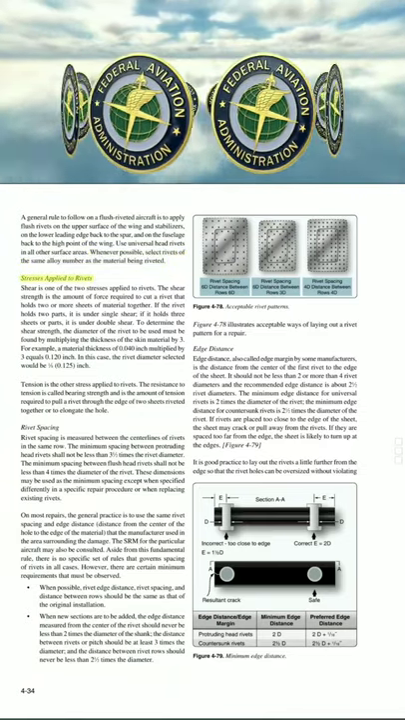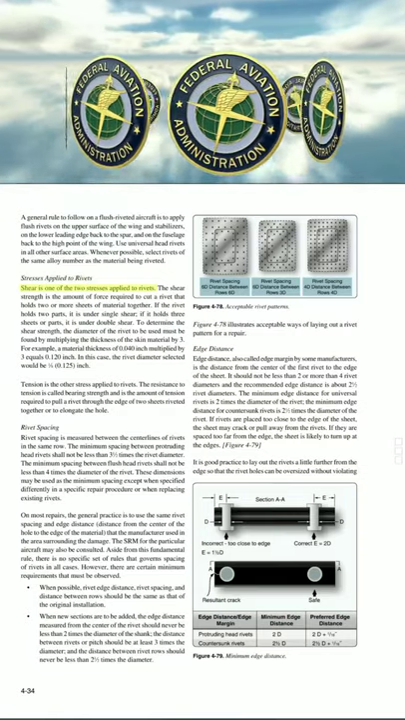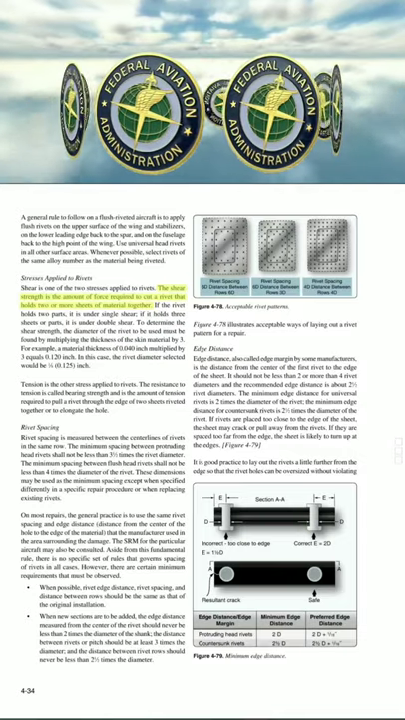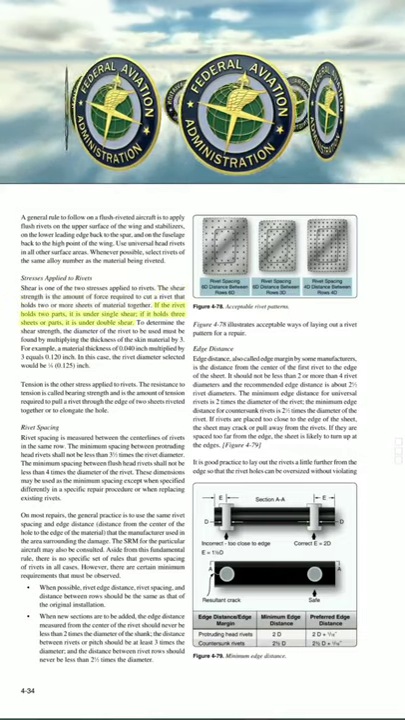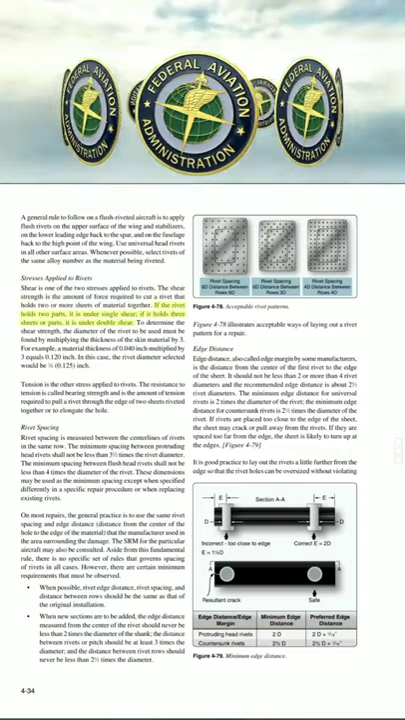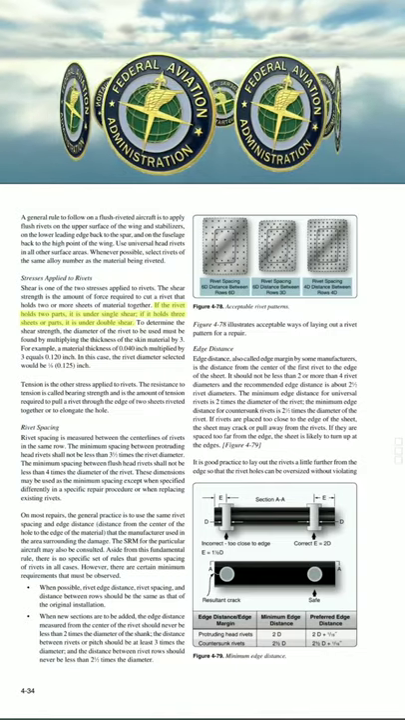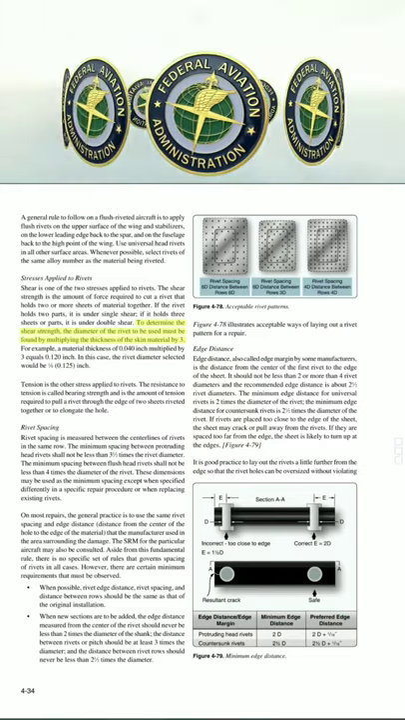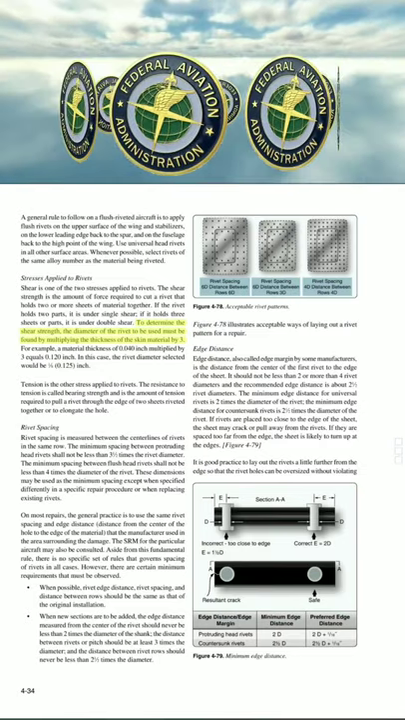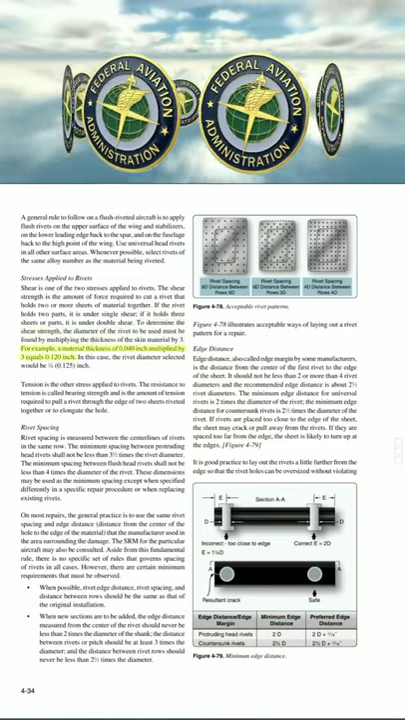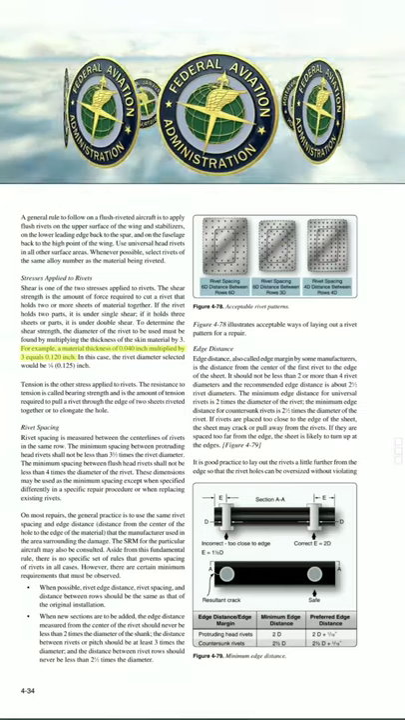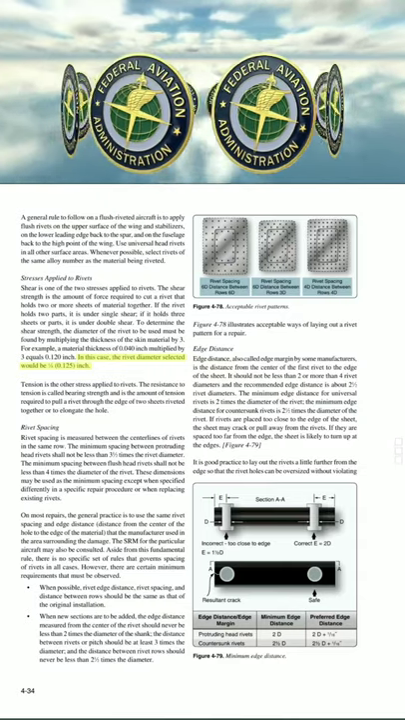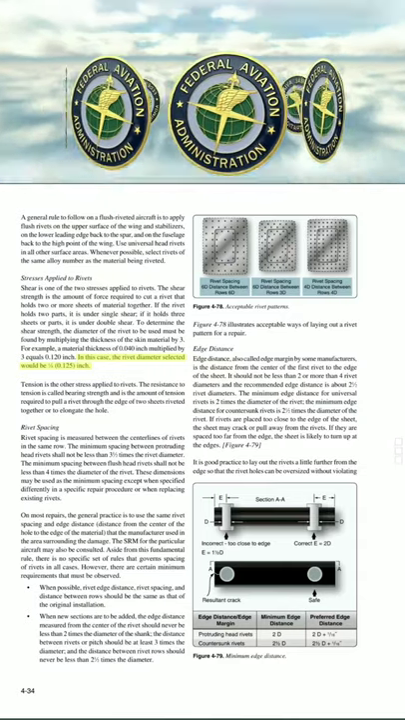Stresses applied to rivets. Shear is one of the two stresses applied to rivets. The shear strength is the amount of force required to cut a rivet that holds two or more sheets of material together. If the rivet holds two parts, it is under single shear. If it holds three sheets or parts, it is under double shear. To determine the shear strength, the diameter of the rivet to be used must be found by multiplying the thickness of the skin material by 3. For example, a material thickness of 0.040 inch multiplied by 3 equals 0.120 inch. In this case, the rivet diameter selected would be 0.125 inch.